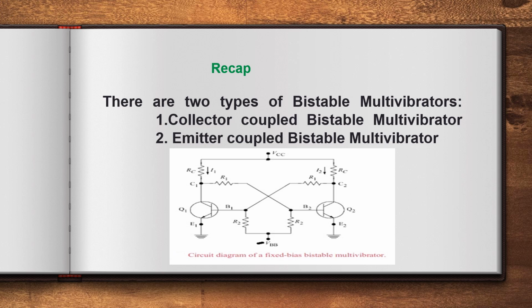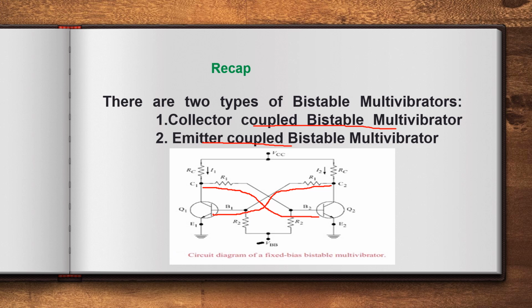First one, collector coupled bistable multivibrator. Collectors are coupled. Collector of the first stage is coupled to the input of the second stage, and the collector output of the second stage is coupled to the input of the first stage. So a multivibrator with this type of configuration is called a collector coupled bistable multivibrator. Second one is emitter coupled bistable multivibrator.